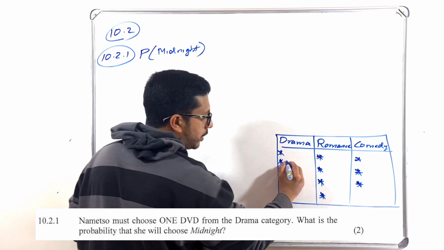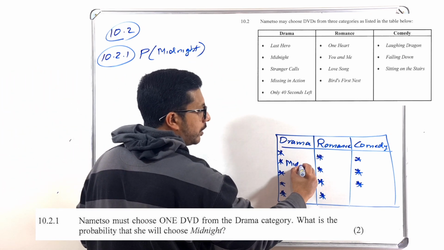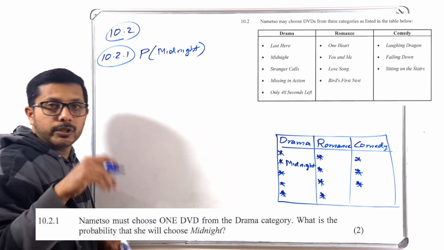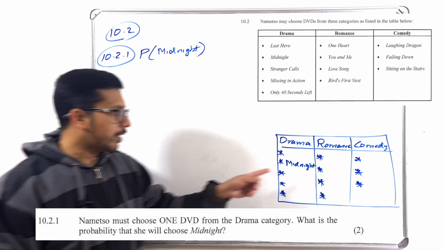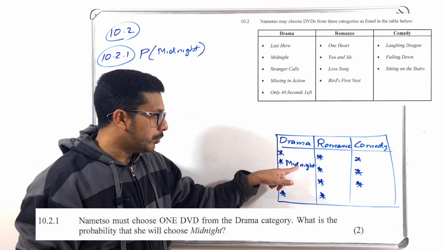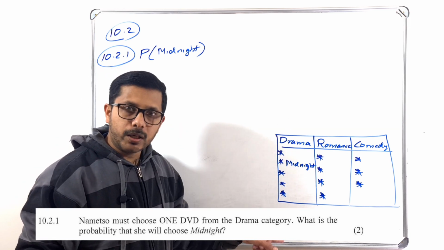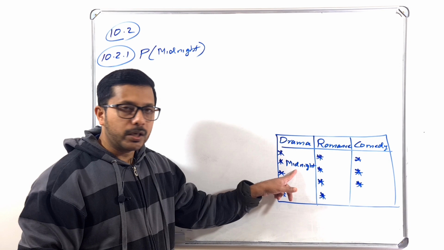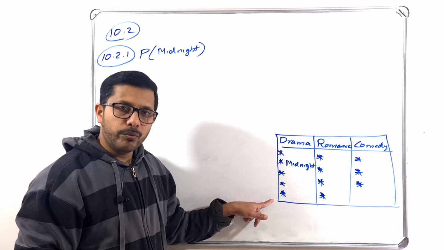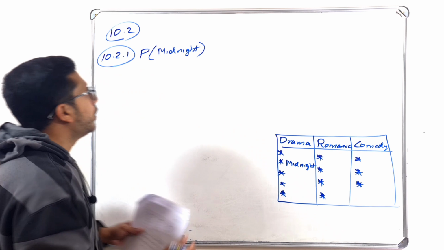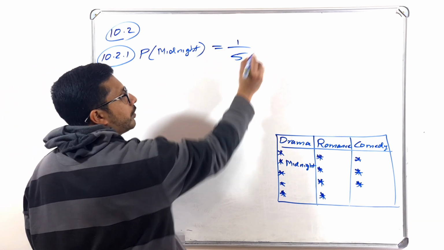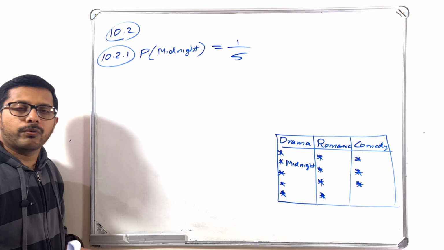So one category here it is. You can look at that table in your question paper. Okay, one category is Midnight, and what is the probability of MR.MATHSZA choosing Midnight from drama? Okay, total how many categories are there in drama? 5. So what is the probability? Probability of Midnight is 1 out of 5. That means 1 over 5.